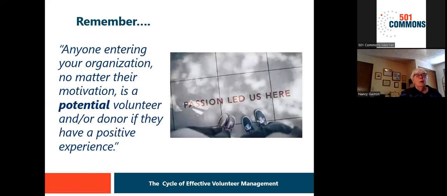And remember, though, that anyone entering your organization, no matter what their motivation was originally, is a potential volunteer and or a donor, and they're often both, if they have a positive experience. That puts your whole organization on alert to treat everybody well who enters your portals virtually or physically.